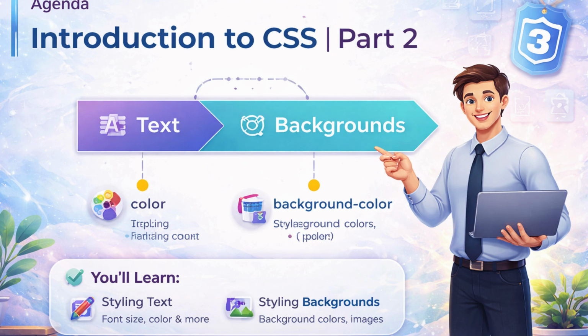We're going to explore how to style text, like changing colors, font sizes, and more, to make your content stand out beautifully. And then we'll get into background styling, adding colors, images, and creative designs that bring your web pages to life. Hey everyone, welcome back to our CSS journey. This is part 2. Today's agenda is simple and exciting. By the end of this lesson, you'll know how to make your websites look clean, colorful, and professional. So let's get started and level up your CSS skills.